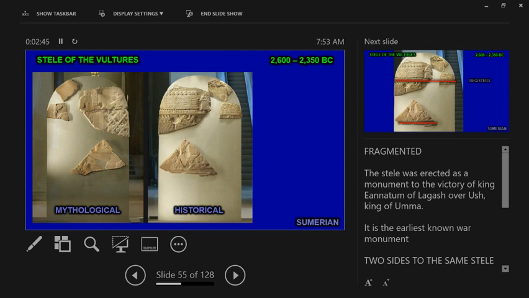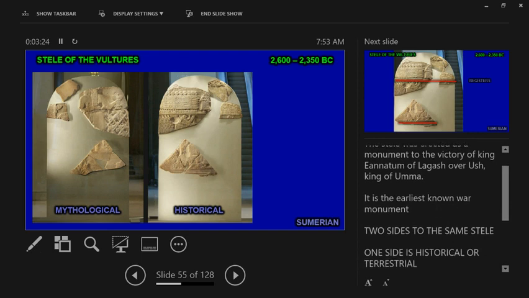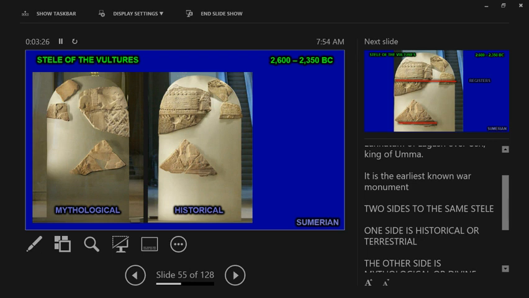Now the stele is highly fragmented. There's only a few pieces left of it. And what we're looking at is the same stones. We're seeing the front and the back of it. It looks like it had a round top to it with straight sides, like an upside down U. The stele was erected as a monument to the victory of King Eannatum of Lagash over Ush, king of Umma. It's the earliest known war monument.